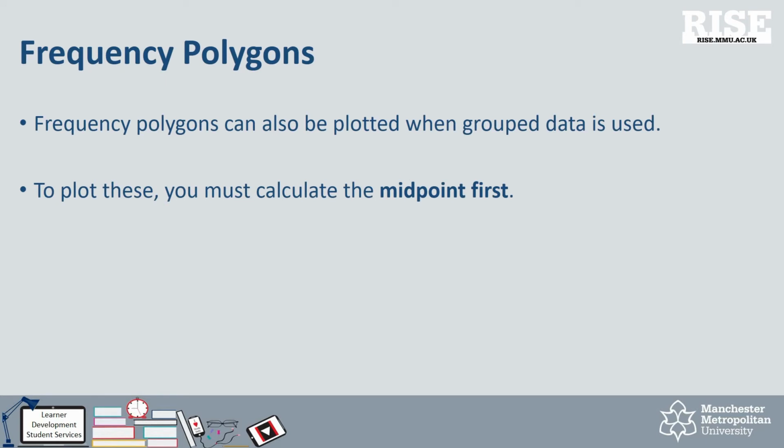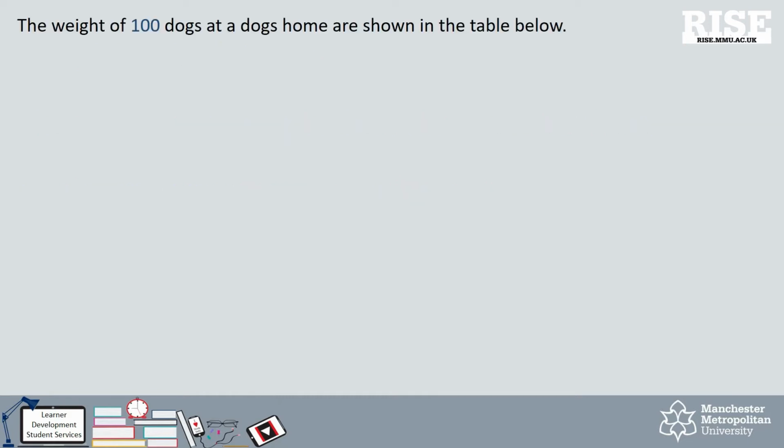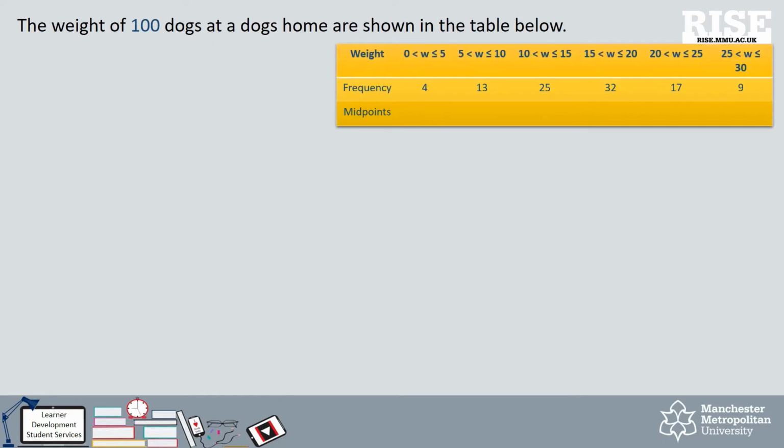You can also plot frequency polygons when you use grouped data. To do this, as we're plotting against the midpoint, we have to calculate that midpoint first. Have a look at this example. The weight of 100 dogs at a dog's home are shown in the table below. So we have 25 dogs that weigh between 10 and 15. We have 17 dogs that weigh between 20 and 25.